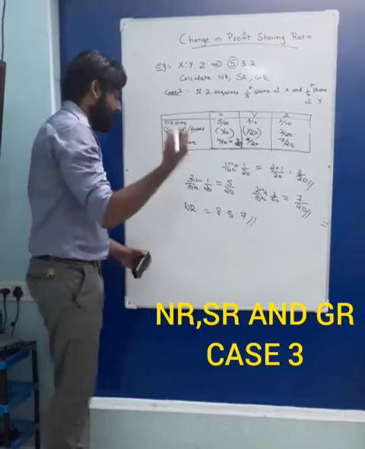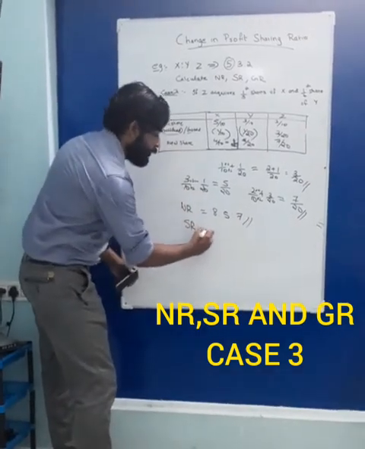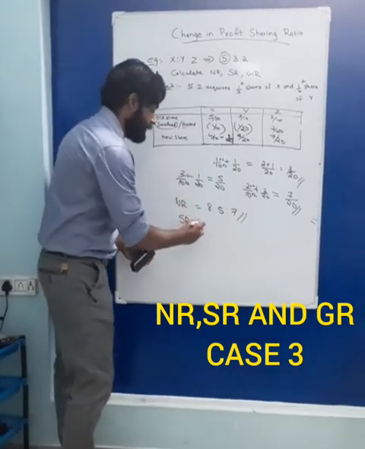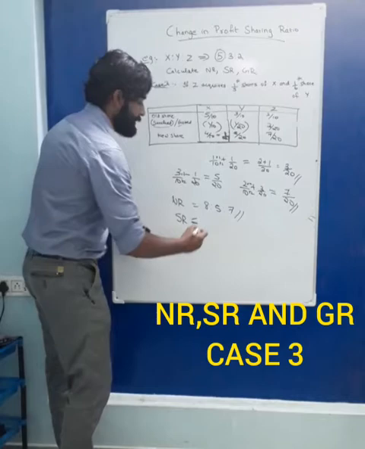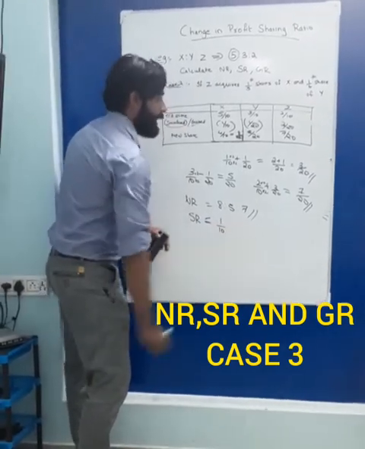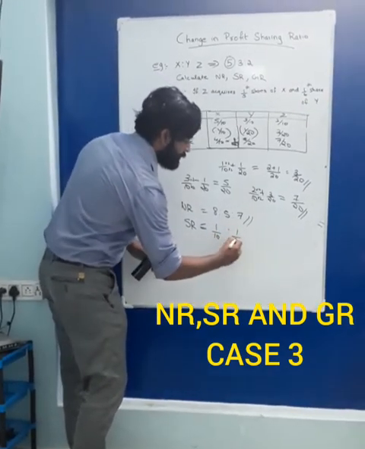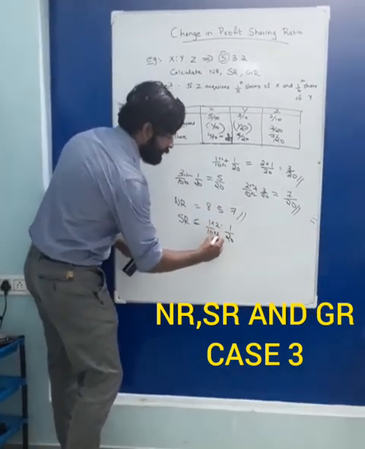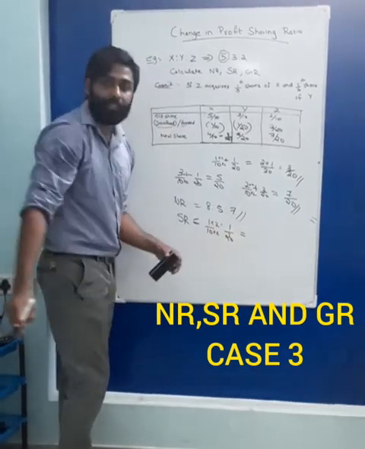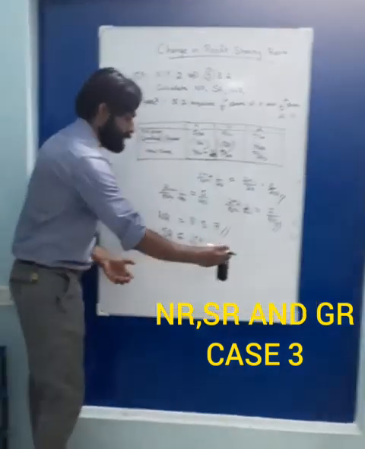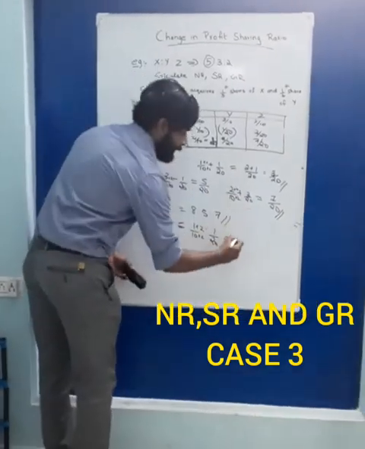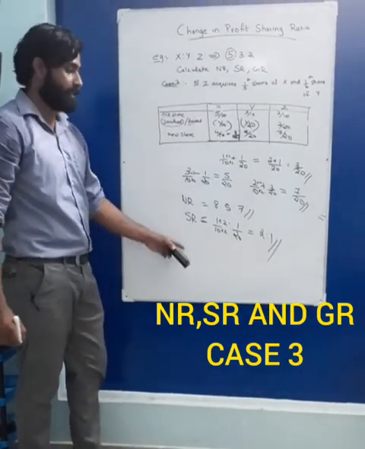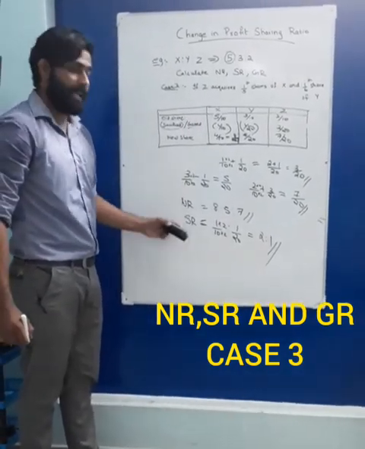And the sacrificing share. Who are the partners who sacrifice? X and Y are the partners who sacrifice their share. X's sacrificing share was 1 by 10, and Y's sacrificing share was 1 by 20. We have to make the denominator the same. So 2 by 20 and 1 by 20. Then we just remove the denominator. So the ratio is 2 is to 1. So this is the sacrifice ratio between X and Y.